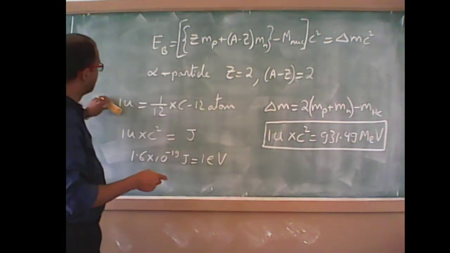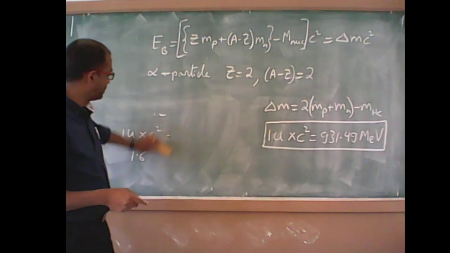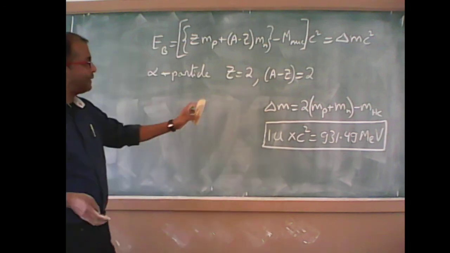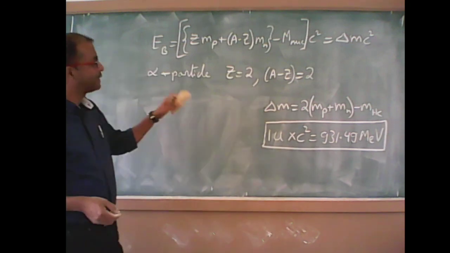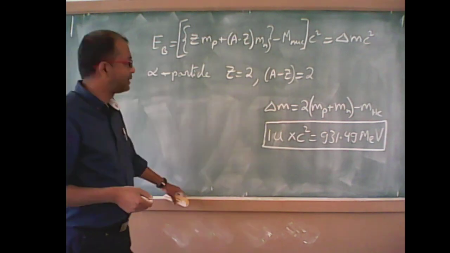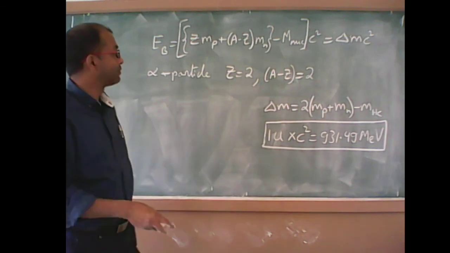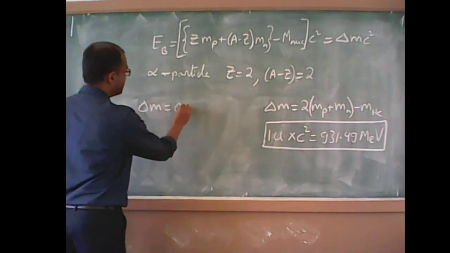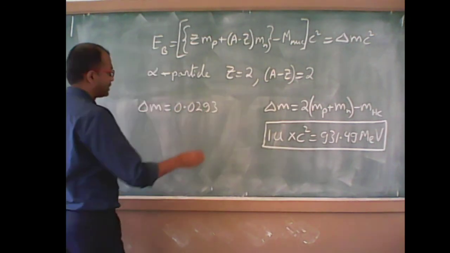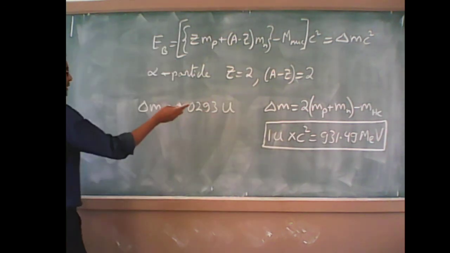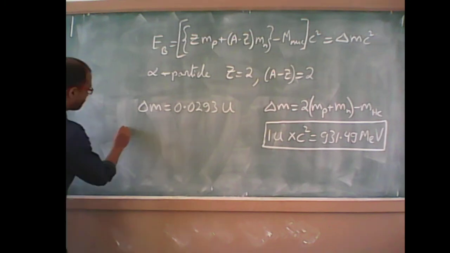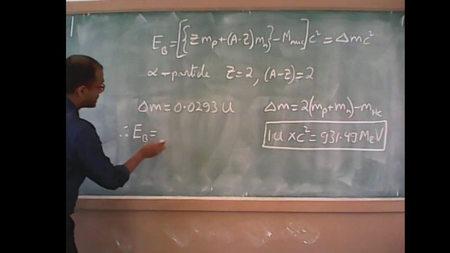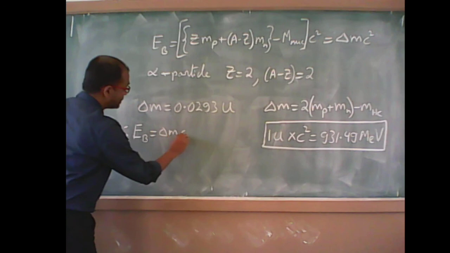So in this case, to find the binding energy of an alpha particle, we need to find the mass defect for the alpha particle. Whatever value we get, we have to convert into mega electron volt, or we can convert it into joules also. After doing the calculations, we get the mass defect for the alpha particle to be equal to 0.0293 U. We know that 1 U into c square is 931.49 MeV. Therefore, the binding energy of the alpha particle, EB, is del m into c square.